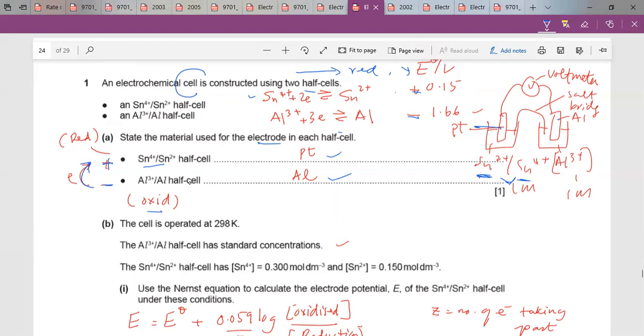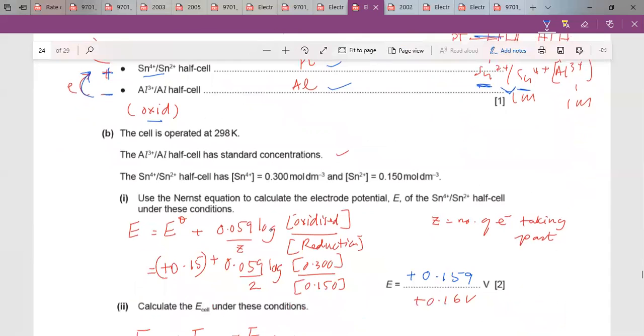So here, the cell is operated at 298 K. Why? Because it's standard, at 25 degrees centigrade. So Al3+ here is standard, which means this one is what? 1.00 mole per dm cubed. Very important, because all this will tell you what value to use as an E naught. See, this one here, Sn4+, has a different concentration. So it's no longer 1.